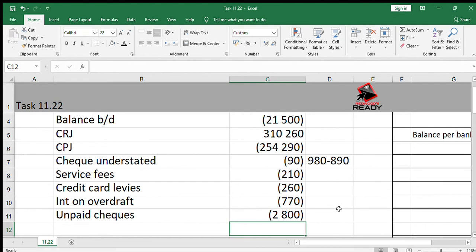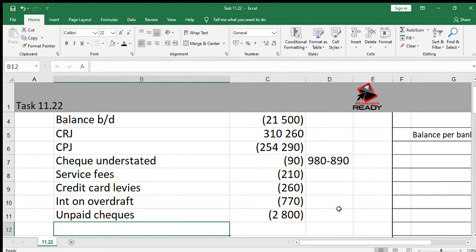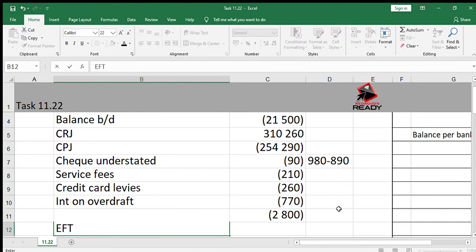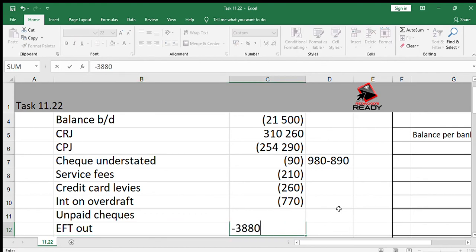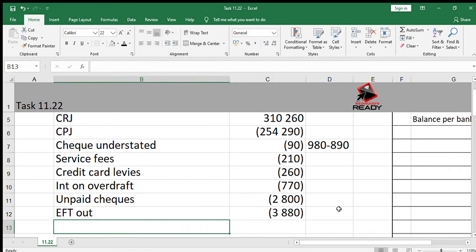Okay, then we have electronic payments made by Vanstrap CC. So that's electronic, so it's EFT payments out. So EFT is out, which are payments, which will go in brackets. So in brackets 3880.